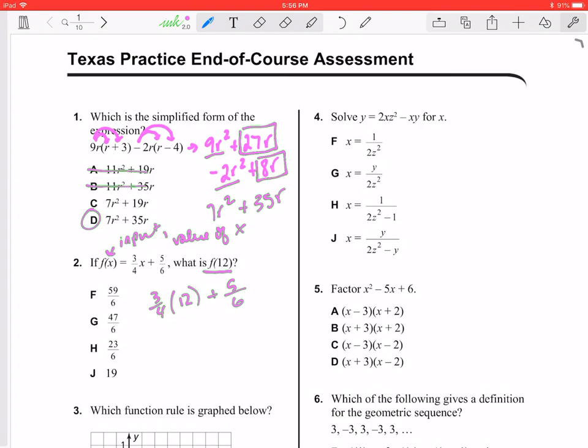Now, I'm going to have to do this a little bit the long way because I don't have my calculator here. 3 times 12 will give me 36, divided by 4 will give me 9. So 3/4 times 12 will give me 9 plus 5/6. Now, in order for me to combine like terms, this is going to be 9 over 1. I need to have a common denominator, so I'm going to multiply this by 6. 9 times 6 will give me 54. 54 plus 5 over 6 will give me 59 over 6. So our answer is F.